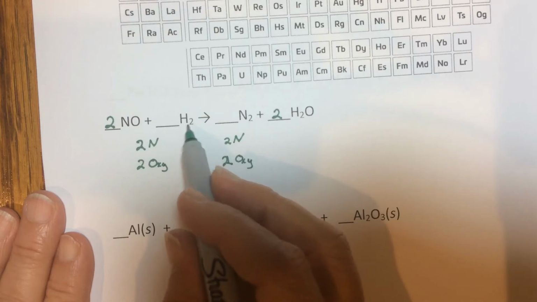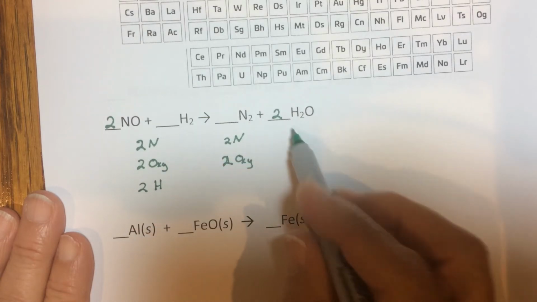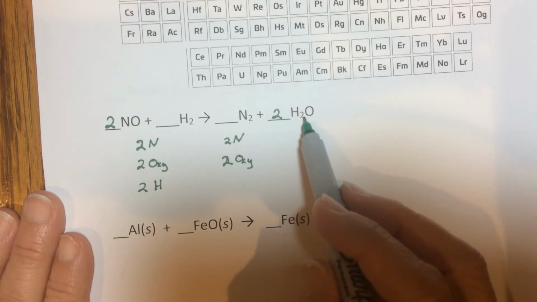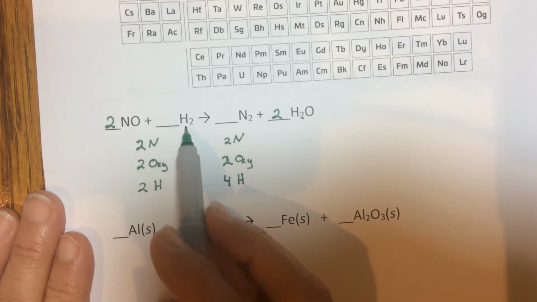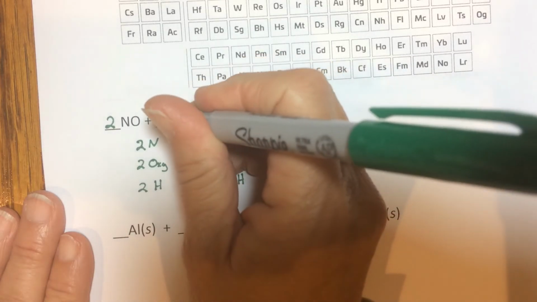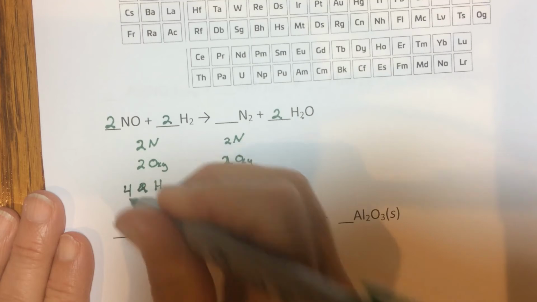Over here we've got 2 hydrogens, and over here we've got 2 times 2, so that's 4 hydrogens. We can change the coefficient in front of the hydrogen to be 2, and now I've got 4 hydrogens on that side as well.